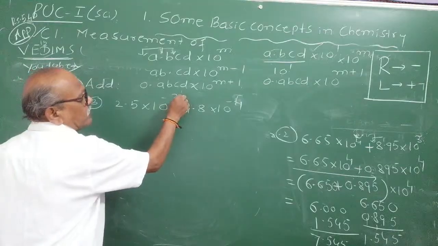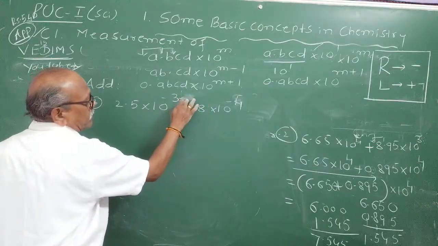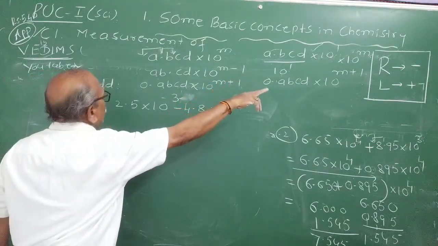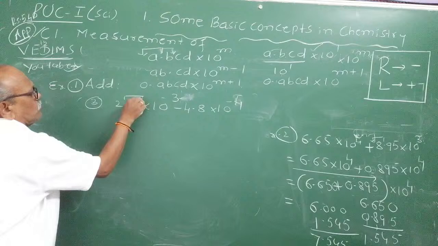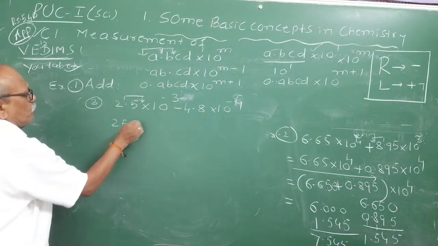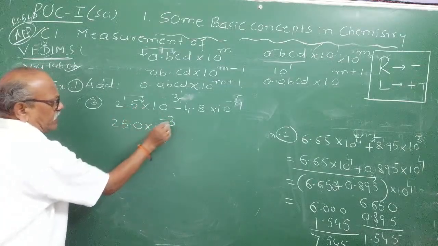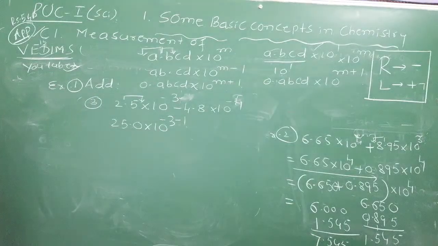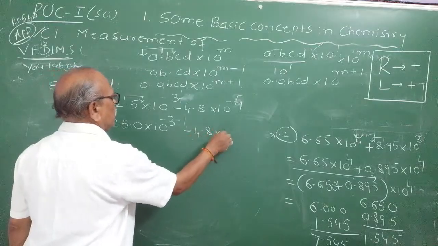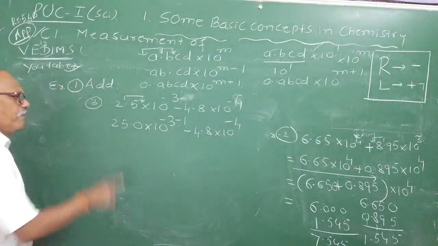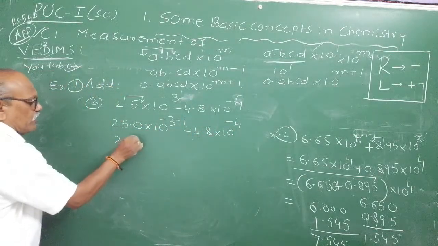Minus 4 means you have to do what? Subtract 1. To subtract 1, decimal point should be shifted to the right or left? It should be shifted to the right. Then you are getting 25.0 into 10 raised to minus 4. One digit is shifted to the right, then you have to subtract. Right shift, subtract. Minus 4.8 into 10 raised to minus 4. The trick is to make the power of 10 the same first. I hope you understood now.